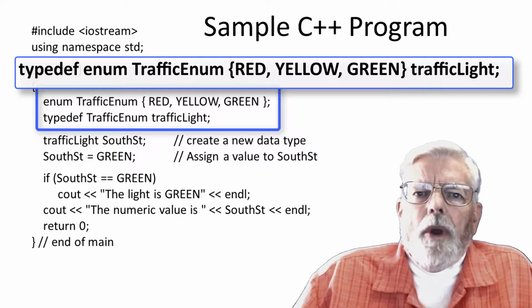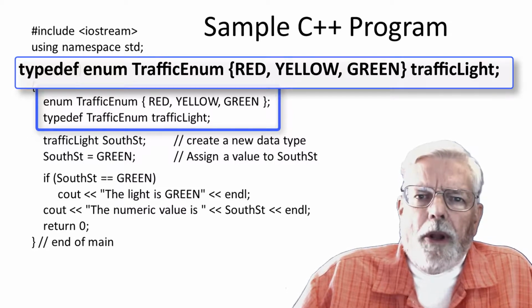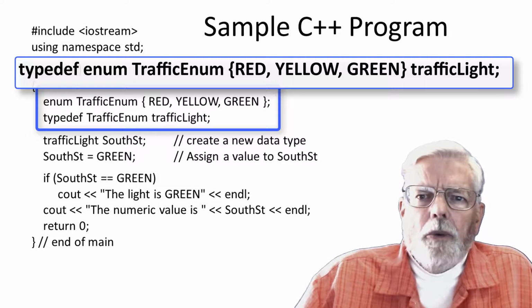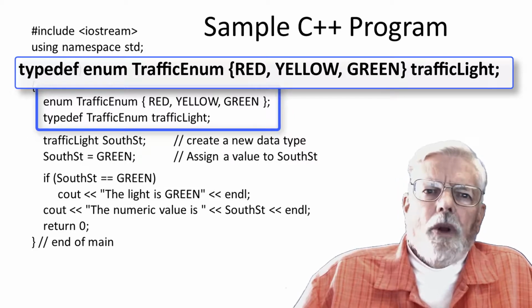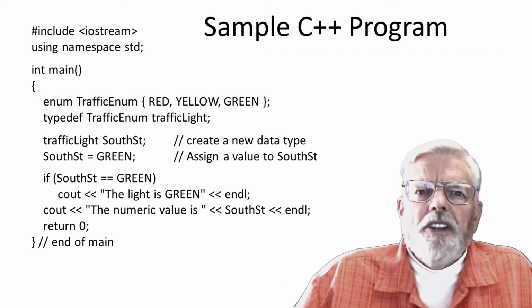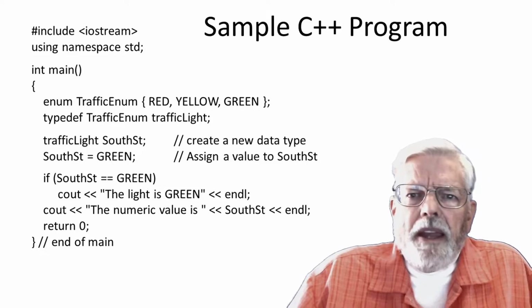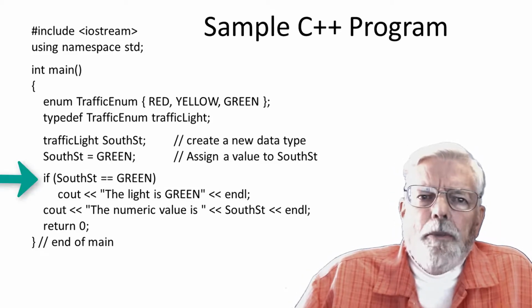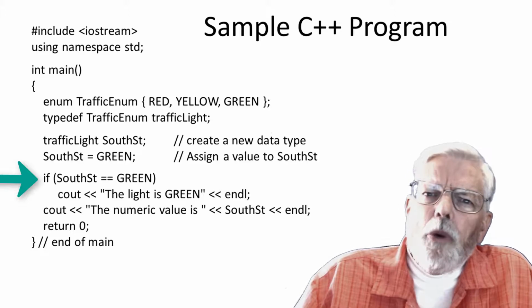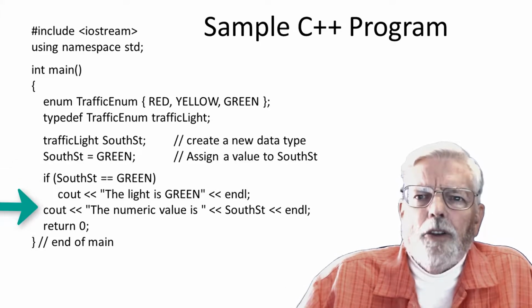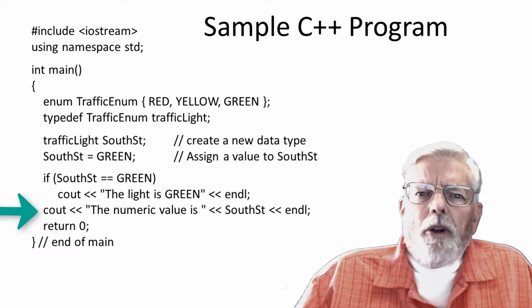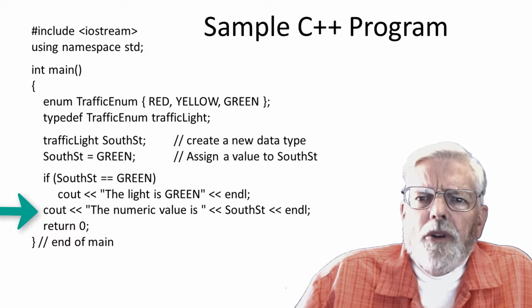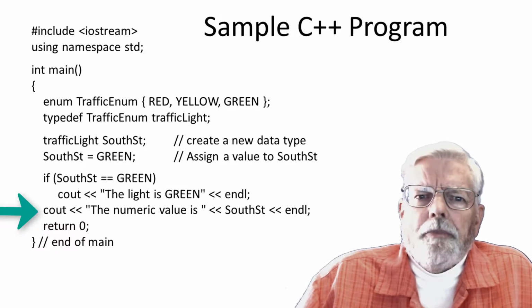typedef enum traffic { red, yellow, green } trafficLight; Since SouthStreet is defined by the enum, the if statement can compare SouthStreet to one of its predefined values. We can also find the numeric value of the individual definitions within the enum.